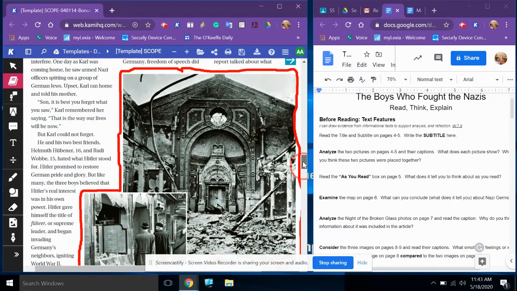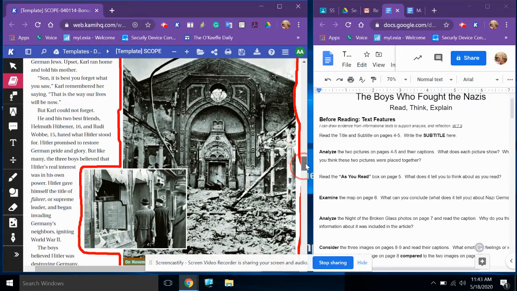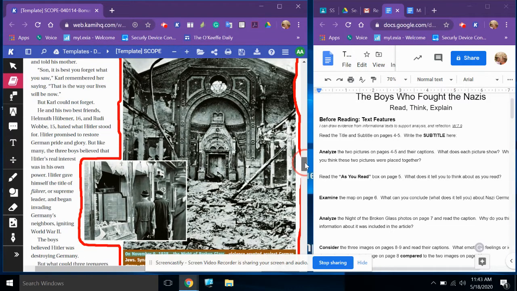So you can see here this burned out synagogue, which is a place of worship for Jewish people. And then you can see in this inset picture that people are walking past all of these broken shop windows. Okay. So you're supposed to think about, why do you think this information was included in the article, this image? So pause and take a moment to do that. Write down your answer and then continue.